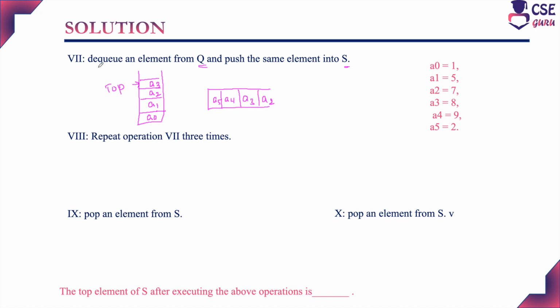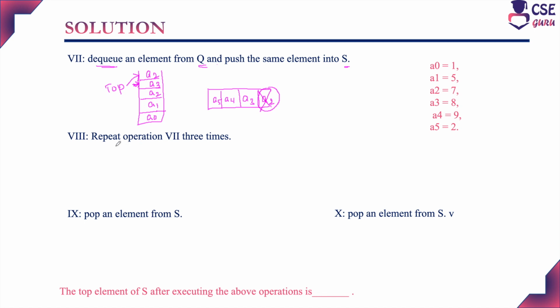Now what do we have to do? Dequeue an element from Q. So we have to dequeue A2, the element recently inserted into the queue. So dequeue the element A2 and push the same element into S. If you are dequeuing A2 and placing it here, now the top element will point to A2 and this will be deleted from the queue. Now the queue elements are A5, A4, A3 only. So this is the status now.